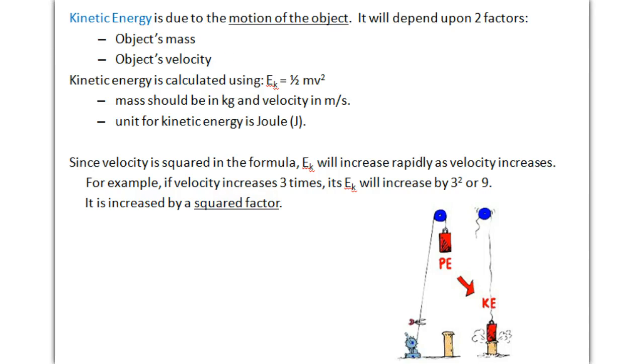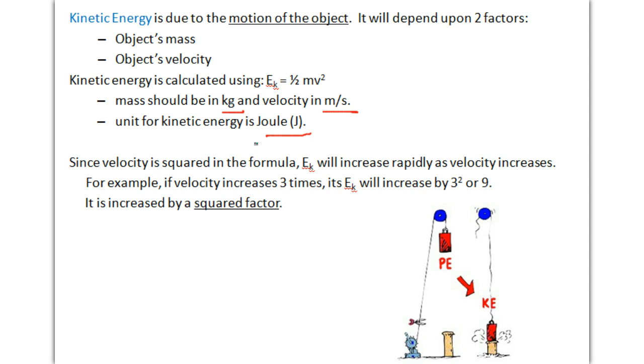Kinetic energy is calculated using the formula EK equals half mv squared, and the mass should be in kilograms and velocity has to be in meters per second. And the unit for kinetic energy is joule.